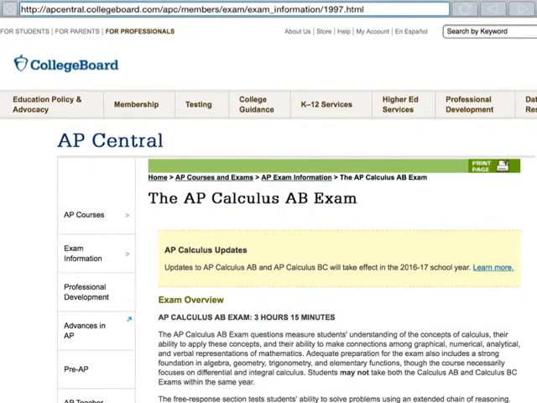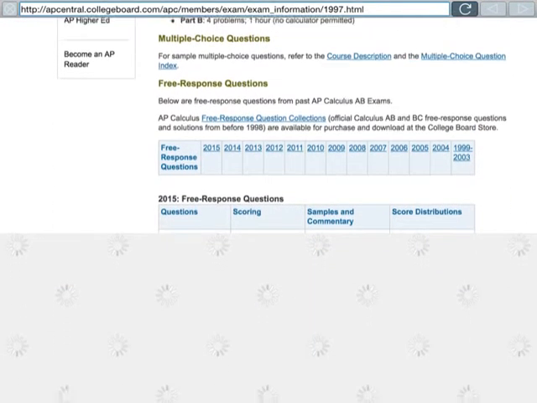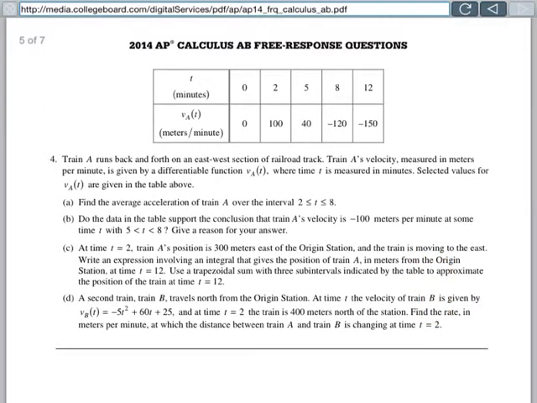So we start on apcentral.com where we find the AP Calculus AB Exam section. We can move down the page and it gives essential information on the AP exam. We'll also find the free response questions. On the side, we can find sample responses where you will get other students' responses. And we can go to the AP Calculus question and scroll down all the way to question number 4, which is the question we'll be focusing on. And on the next slide, we'll start to do the question.